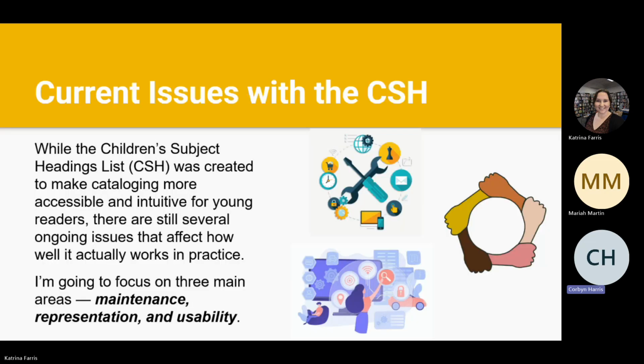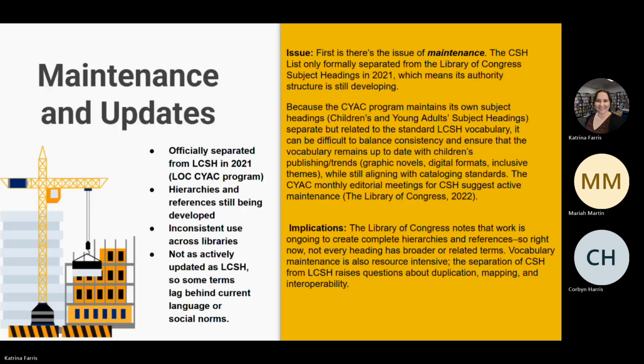So while the children's subject heading list was created to make cataloging more accessible and intuitive for young readers, there are still several ongoing issues that affect how well it actually works in practice. I'm going to focus on the main three areas, which are maintenance, representation, and usability. I'm going to start with the issue of maintenance.